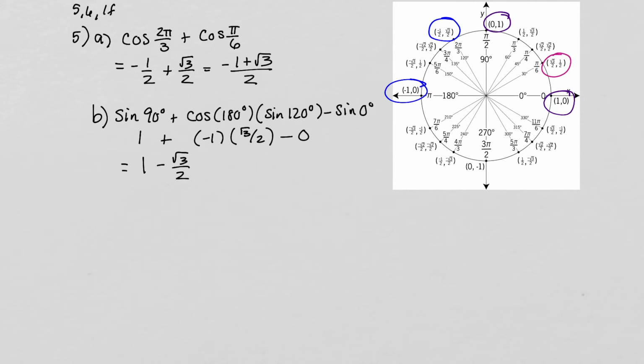And you could leave your answer like that, or you could put it together into one fraction. So 1 is the same as 2 over 2. So you'd have 2 over 2 minus root 3 over 2. So you could make it 2 minus root 3 all over 2. But you don't have to. You could stop here. I'm okay if you gave me that answer or if you give me this answer. Either one is fine. Other questions on 5?